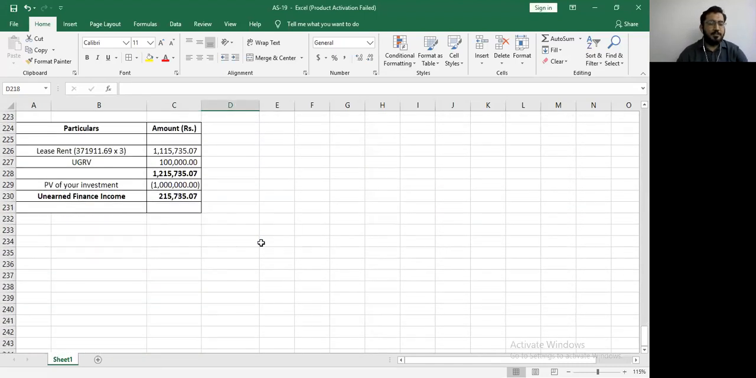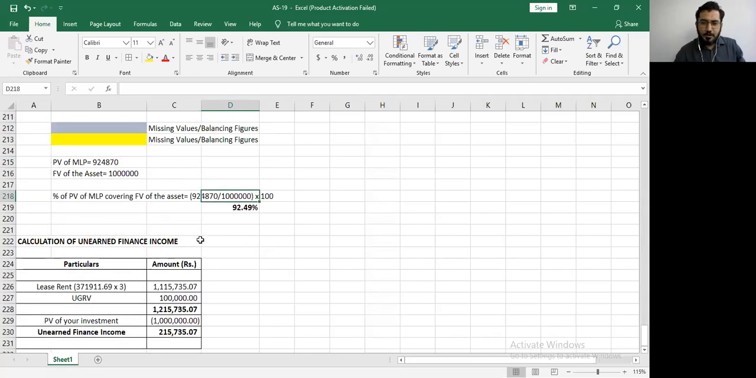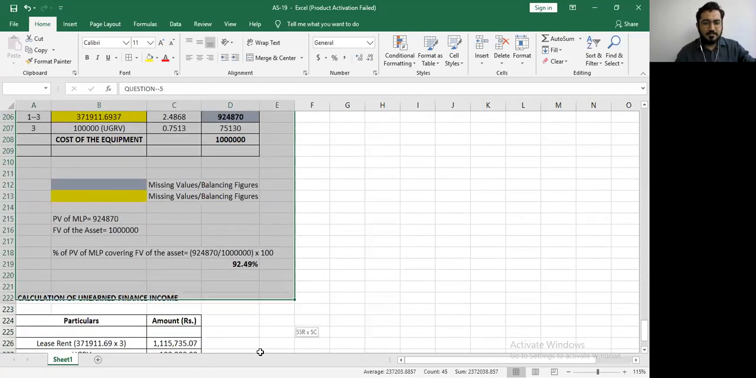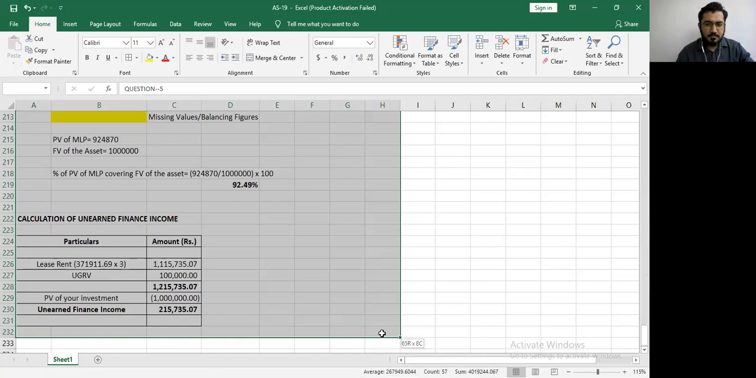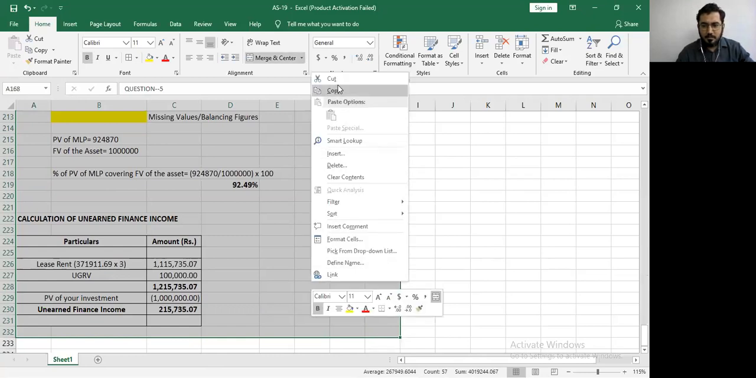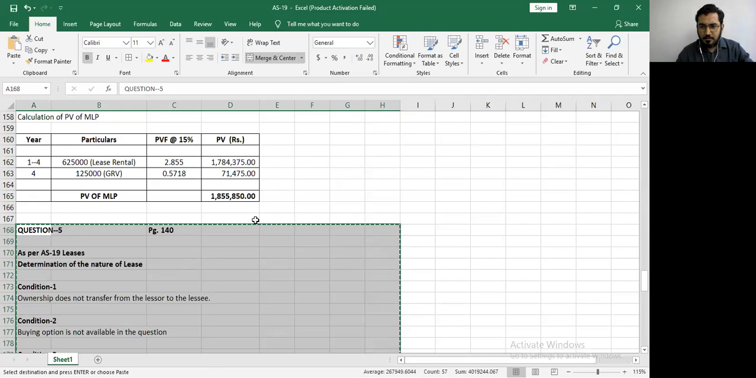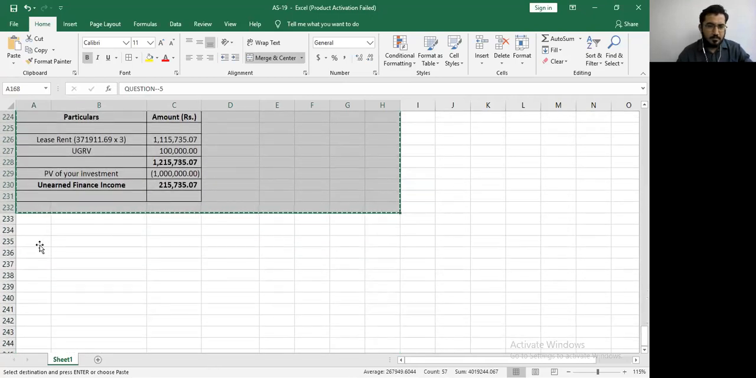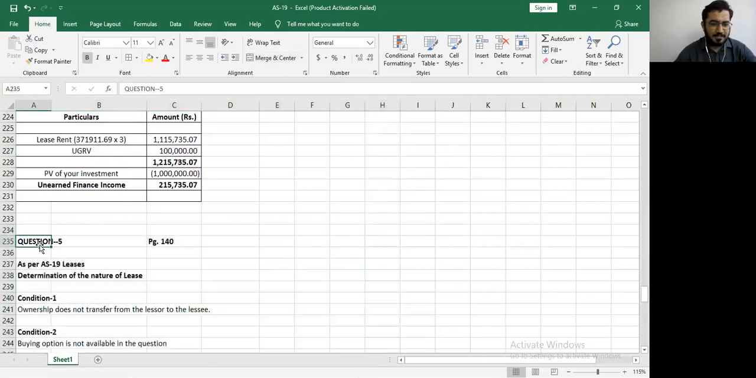If you are absolutely clear with this, let's do one last question for today. Let's try solving question number 6, which is given to you on page 141.